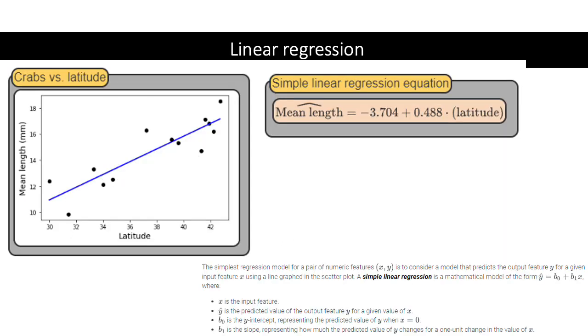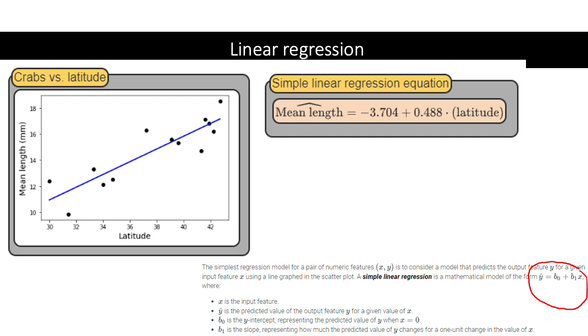So linear regression is a simple yet powerful method for predicting continuous outcomes. We have simple linear regression, which involves one predictor variable, and the equation of the model is a simple equation of a straight line. So it is y equals b0 plus b1 times x. This simple equation forms the basis for linear regression.